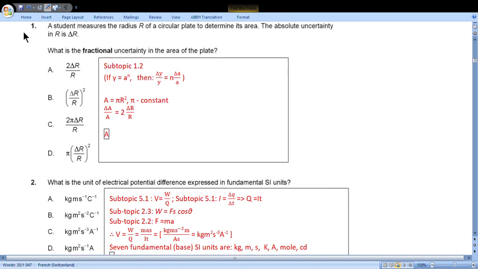Let's start. Question 1. A student measures the radius r of a circular plate to determine its area. The absolute uncertainty in r is delta r. What is the fractional uncertainty in the area of the plate? Subtopic 1.2. If y equals a to the nth power, then fractional uncertainty is given this way. So we have the formula for area, pi r squared. Pi is a constant, it doesn't change the fractional uncertainty. So we have n is 2 here, so we get answer A.